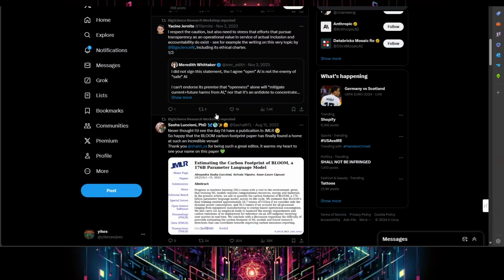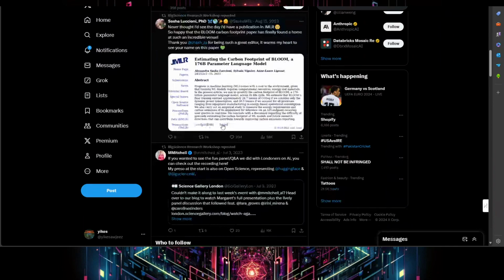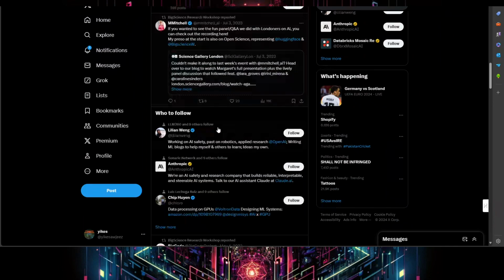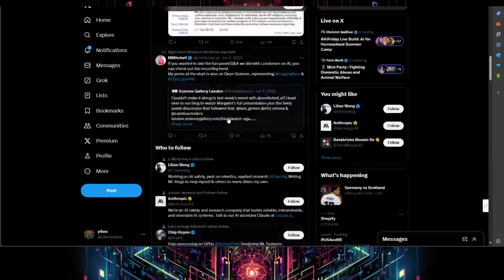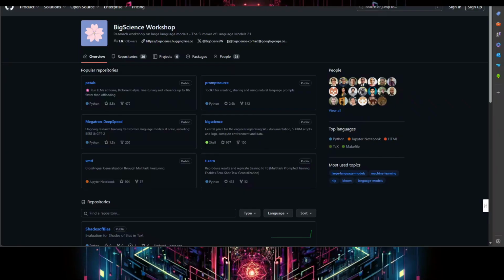Let's see if they've got any interesting posts lately. Okay, StarCoder. They tend to post pretty few and far between, but I see Megatron here. I'm not sure if they are the originators of that sort of collection of strategies.